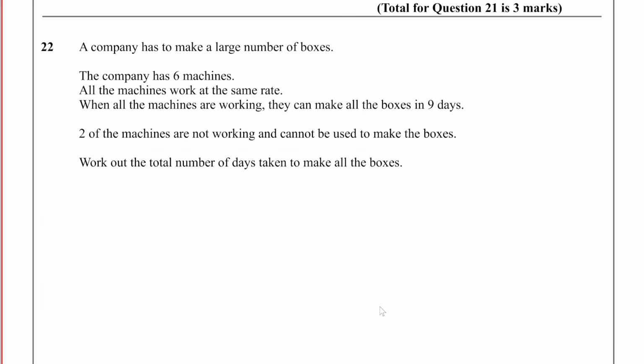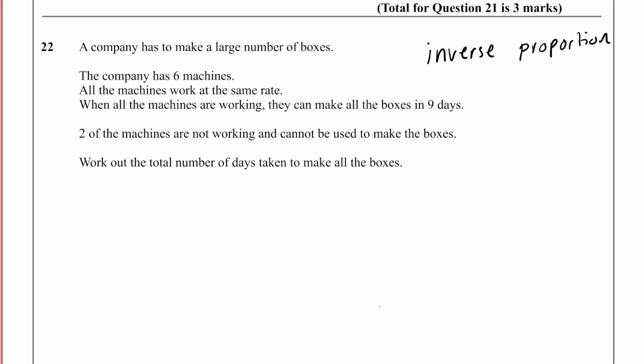Question 22. A company has to make a large number of boxes. The company has 6 machines. All the machines work at the same rate. When all the machines are working, they make the boxes in 9 days. 2 of the machines are not working and cannot be used. Work out the total number of days taken to make all the boxes. So this is an inverse proportion question.